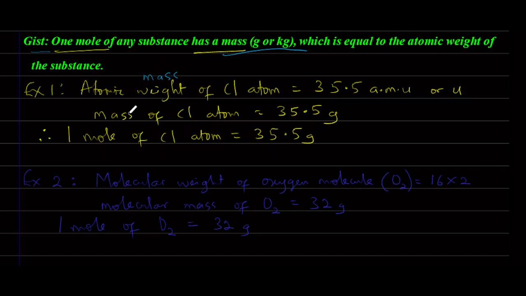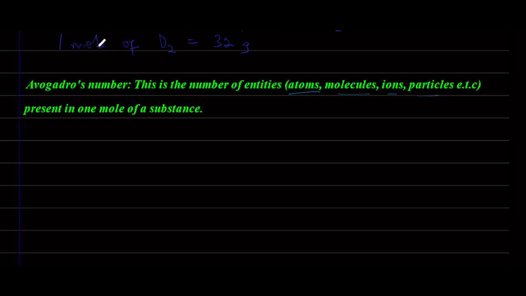Now let's look at Avogadro's number. Avogadro's number is the number of entities present in 1 mole of a substance. We have already discussed that anytime we make use of the mole, there must be a specification on the entities we are talking about, because the entities can be atoms, molecules, ions, particles, and so on. So the number of atoms that we have in 1 mole of a substance is known as Avogadro's number. The number of molecules that we have in 1 mole of a substance is also known as Avogadro's number. The number of ions, the number of particles in 1 mole of a substance, is known as Avogadro's number.